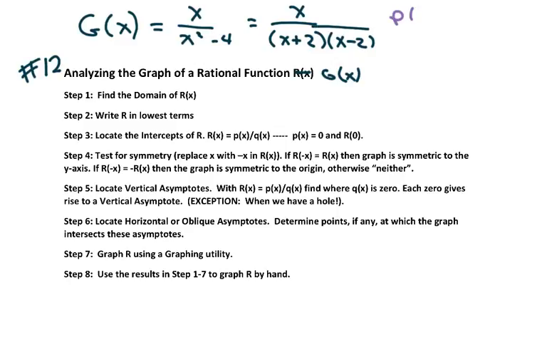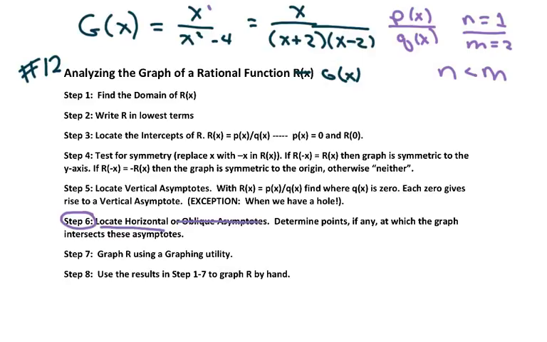This is your p of x. This is your q of x. The degree in the numerator is 1, and the degree in the denominator is 2. Since the degree in the numerator is smaller than the degree in the denominator, we're going to look at step 6. It means we have a horizontal asymptote. That means we don't have an oblique, and our horizontal asymptote is y equals 0.